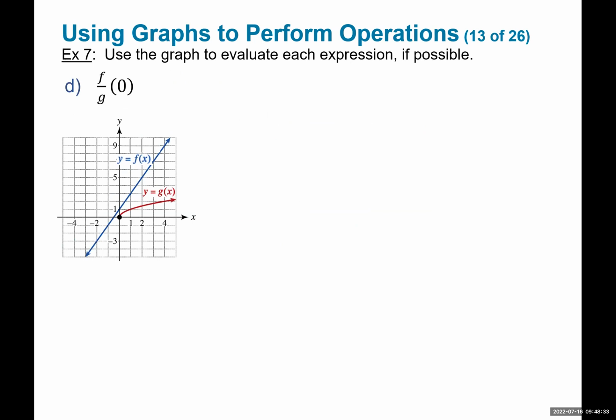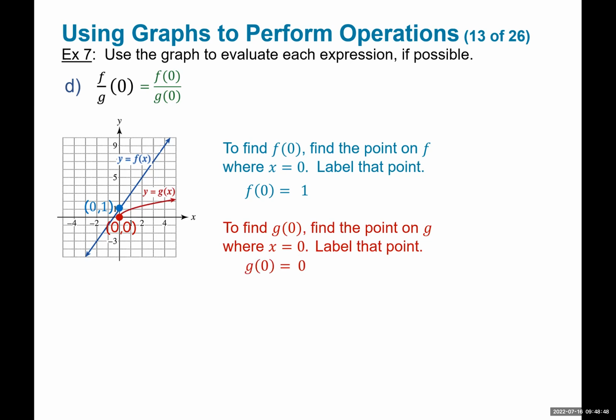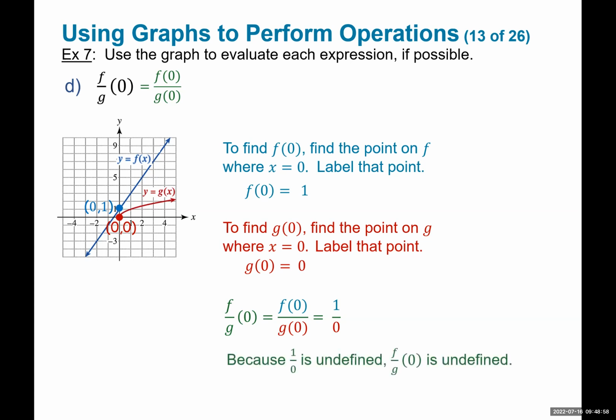f divided by g of 0. So we're going to do f of 0 and g of 0 and divide them. So f of 0 is 1. g of 0 is 0. So when we put this together, we get 1 divided by 0. Whoa, you can never divide by 0. What does that mean? That means that this is undefined. You can't divide by 0.